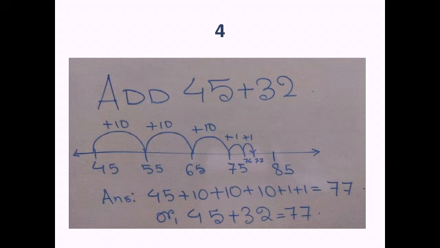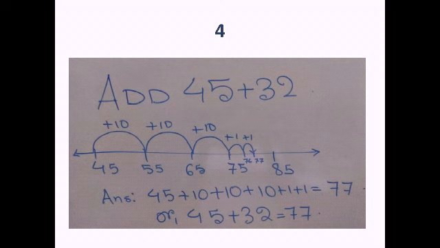Listen very nicely. With 45 we have to add 32. That means after the number 45 you have to take 32 jumps and land on your number. Suppose 45 is your station. After you jump from station 45, if you take 32 jumps, you will reach another station. So you have to find out which station you will reach when you take 32 jumps from 45.